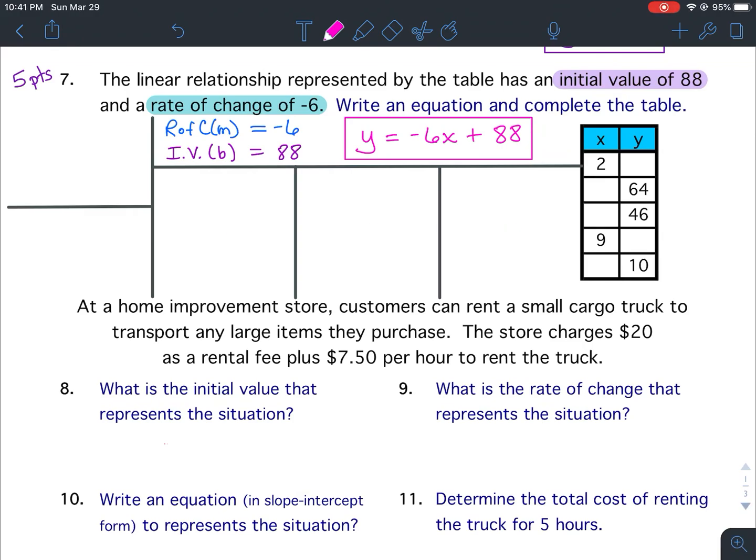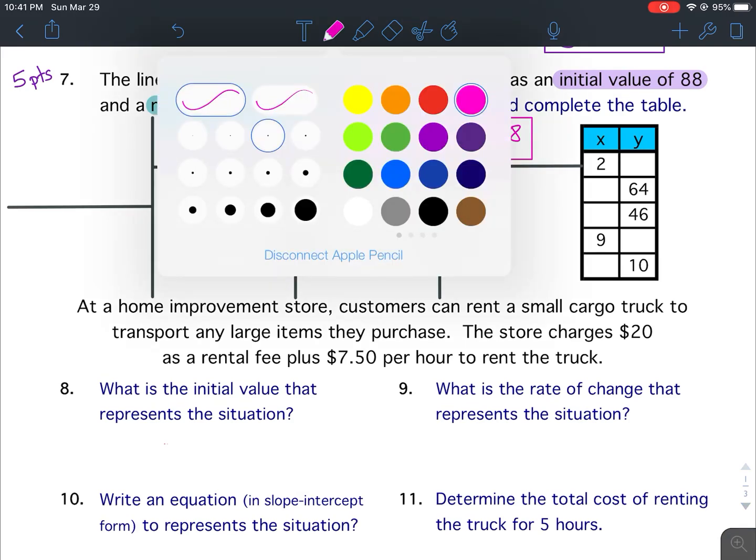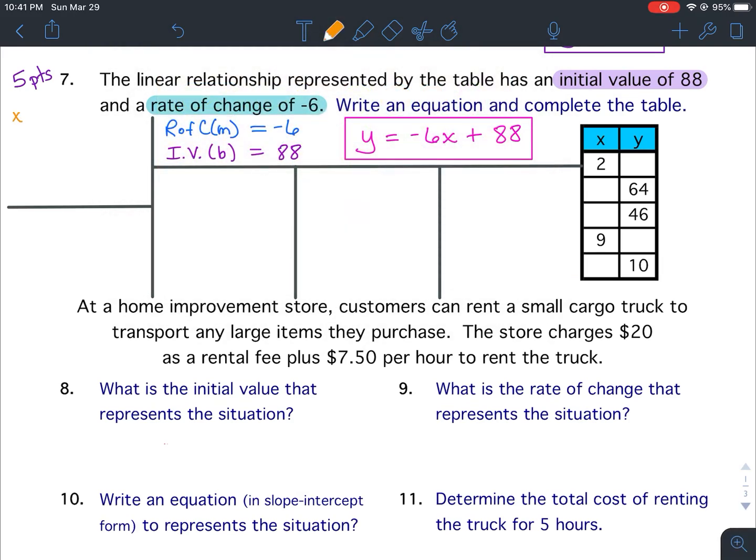So what I would like you to do now is up here, put x equals 2. Write it small. Here, x equals 9. Y equals 64. Y equals 46. And y equals 10. After you've done that, write the equation. And again, write small. So y equals -6x plus 88.